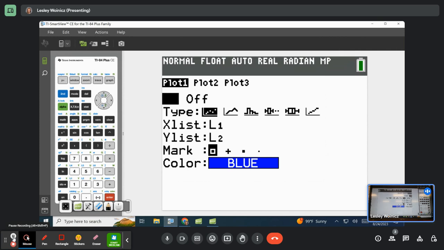Now, arrow down to type. Okay, and then you're going to arrow to the right until you get to the little box and whiskers. Notice how this one has outliers. That's the one we're going to pick. Hit enter to select that type of graph.